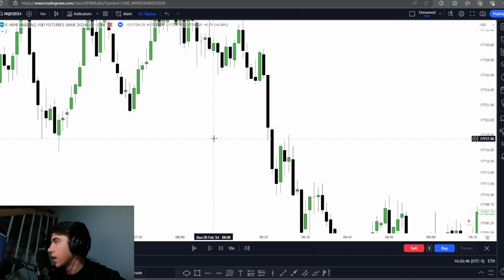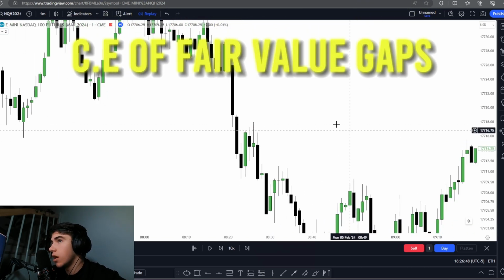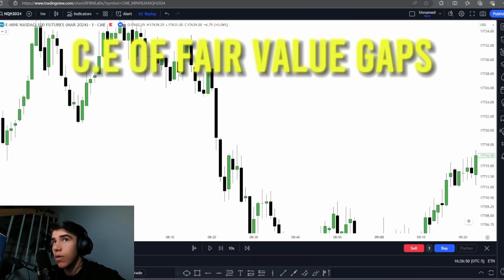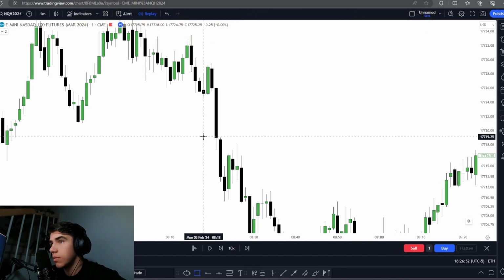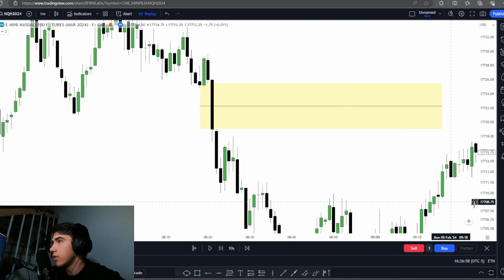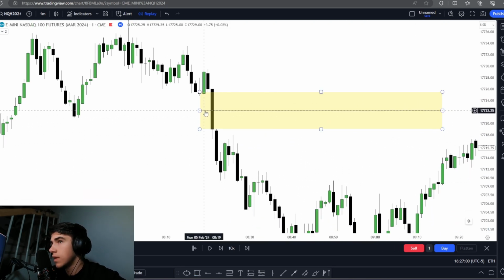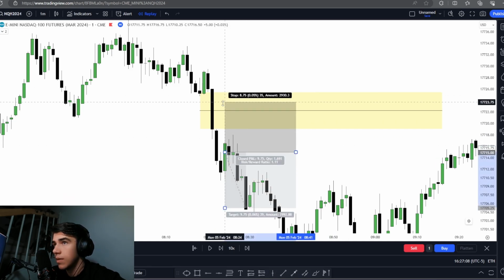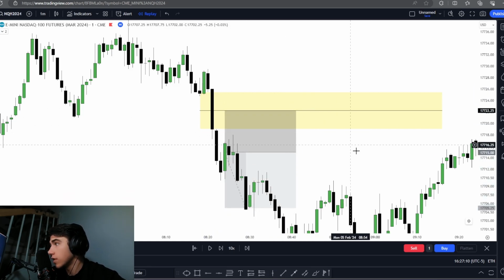So the next thing is going to be the consequent encroachment of fair value gaps. And basically what the consequent encroachment of anything is, it is the middle point of whatever PD array you're talking about. So in this case, the middle point of this gap is called the consequent encroachment. So you can use that as your stop loss, right? So let's say I entered off of this. My stop could be the consequent encroachment of this gap.